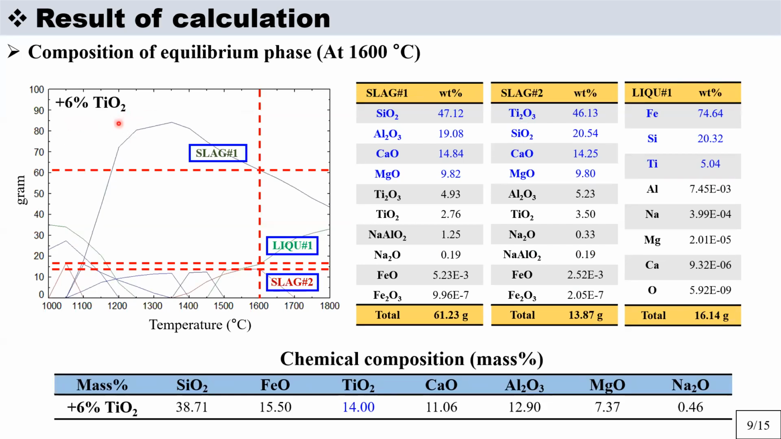We analyzed the composition of slag and liquid phase. The major component of slag 1 is silicate oxide. And in the case of slag 2, the major component is Ti2O3. The liquid phase is Fe-Si-Ti solution, and the major component is Fe. And at this temperature, the Fe alloy is in the liquid phase.